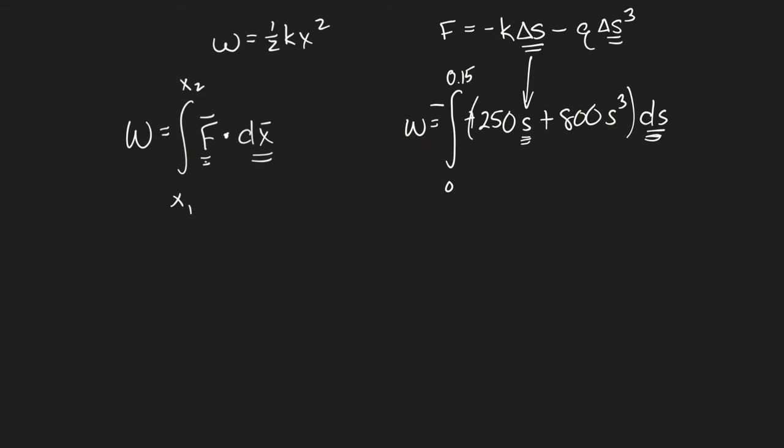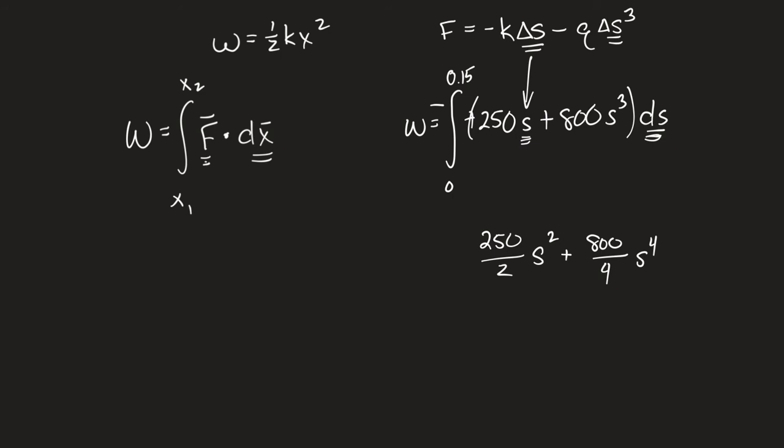We are integrating it with respect to ds, which makes s the variable. The numbers are constants. And we're going to take the antiderivative of each term. There are two terms. So the first one is s to the 1 power. So this will be 250 over 2 s to the 2 power. The next term is s to the 3 power. So this will be 800 over 4 s to the 4 power.